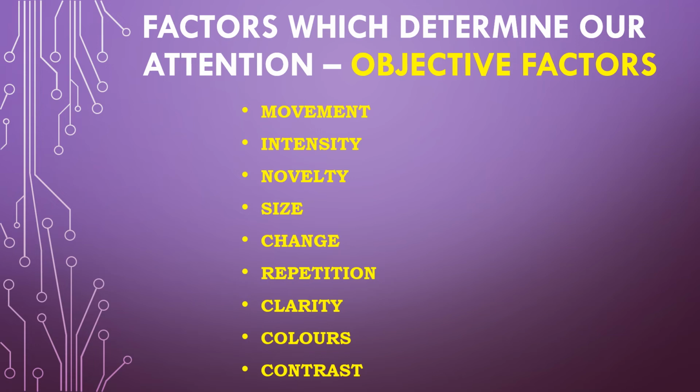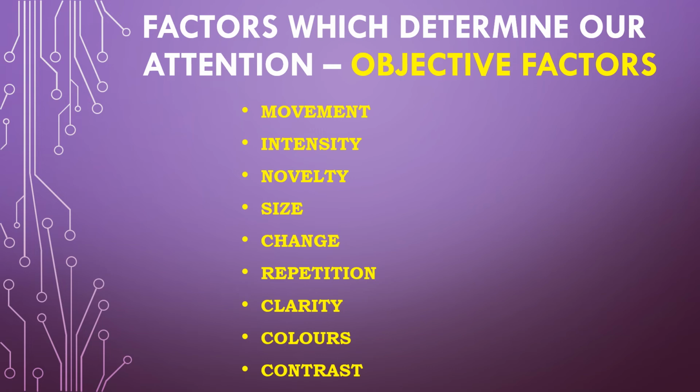Then repetition. When a stimulus is presented repeatedly, our attention is diverted. For example, the repeated horn of a fire brigade or ambulance. Then clarity. An object or sound which can be experienced clearly draws our attention more than stimuli which are not clear. For example, during night time, the stars and the planets which are seen clearly draw our attention.